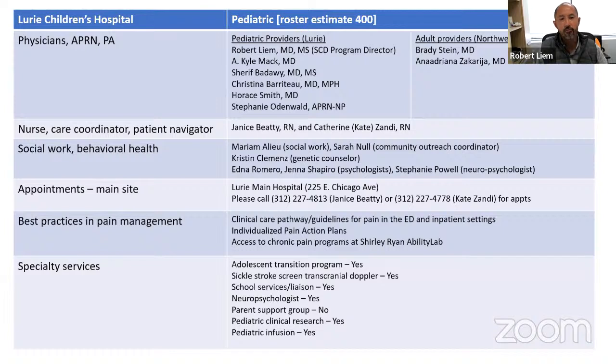We do a lot of work on clinical care pathways that I talked a little bit about, individualized pain action plans, like many of those who are on this call also adhere to. And we have access to a chronic pain program at what used to be called the Rehab Institute of Chicago, but is now called the Shirley Ryan Ability Lab. We have an adult or adolescent transition program. Right now, many of our young adults choose to transition either to UIC, sometimes to Rush, as well as to Northwestern. We do screening for stroke. We have school services and an educational liaison, a neuropsychologist.